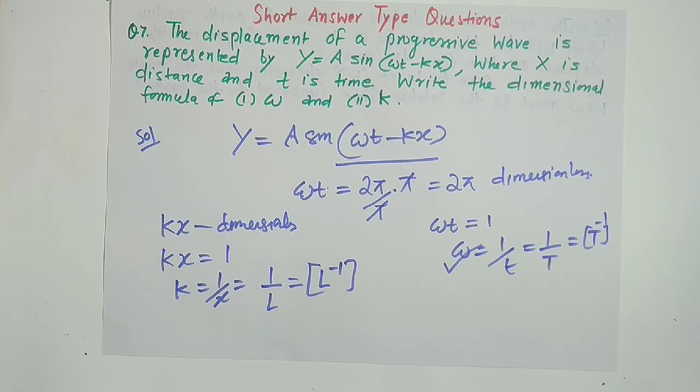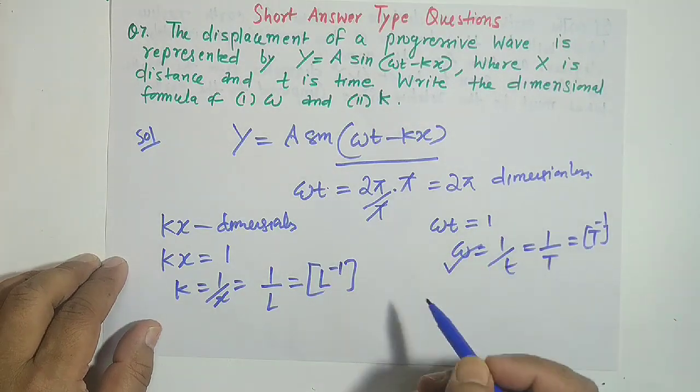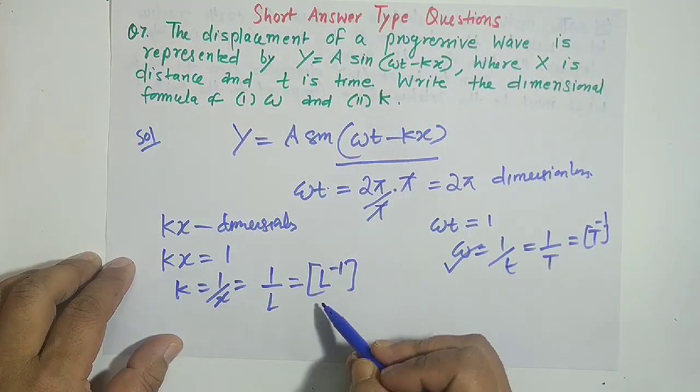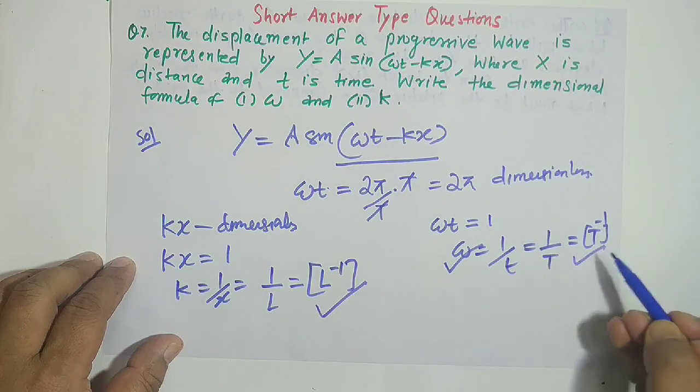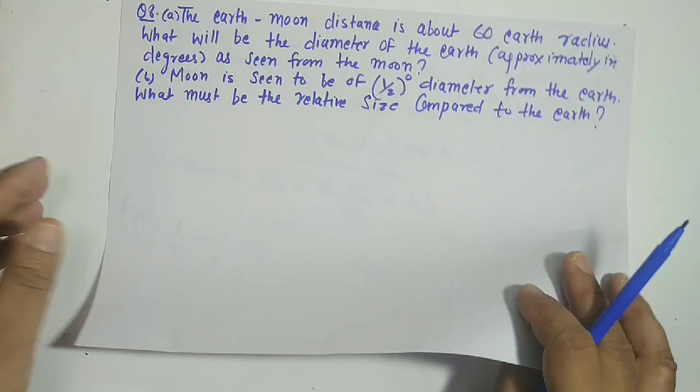So we got that k is what? L to the power minus 1, and x is L, so it becomes dimensionless. Omega is t to the power minus 1, and t is t, so it becomes dimensionless. So the dimension for k is this, and omega is this. This is the question number 7. Okay, got it? Are you getting it?